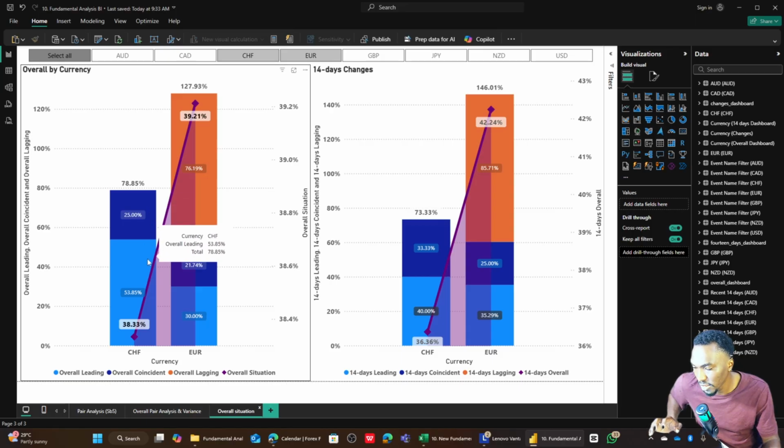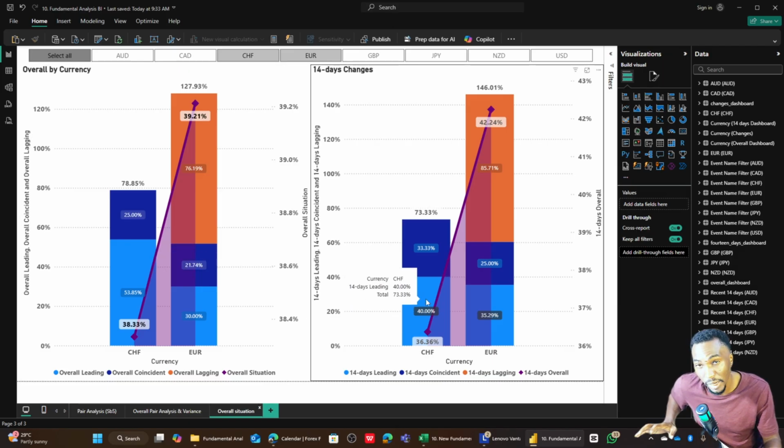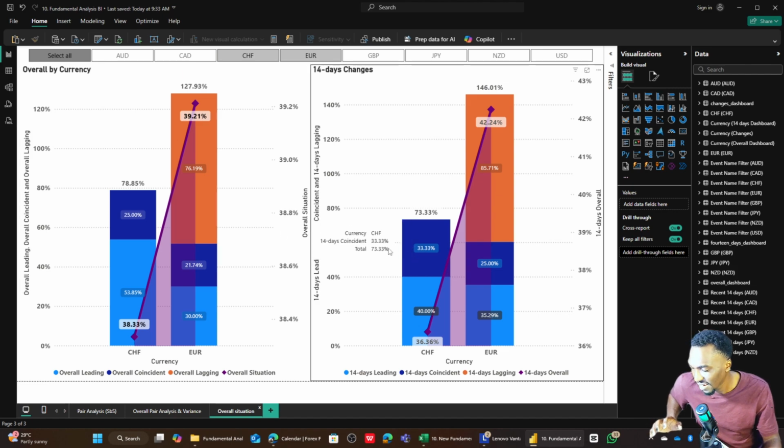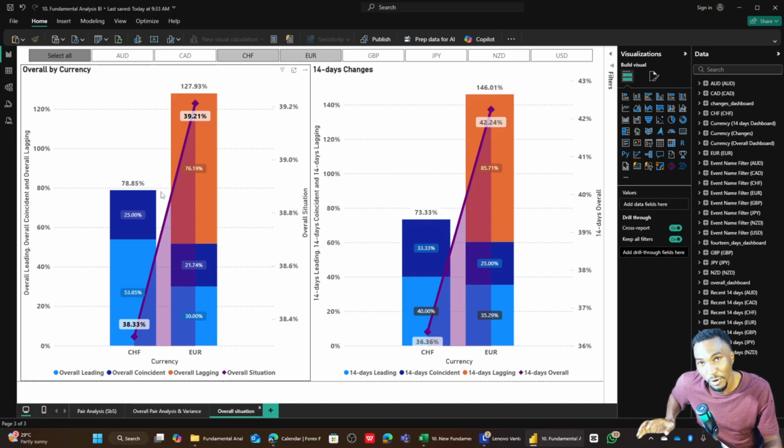As compared to the Swiss franc, which overall is strong in terms of the leading indicator, but in the last 14 days, it's been weakening. So you can see weakness showing up here. Same thing with the coincidence information. The coincidence is severely weakening for the Swiss franc, very, very weakening compared to the overall. This is going to lead to the overall situation dropping even harder.